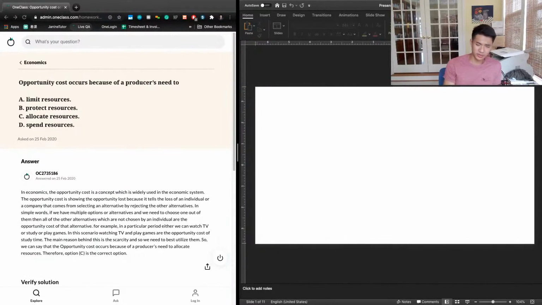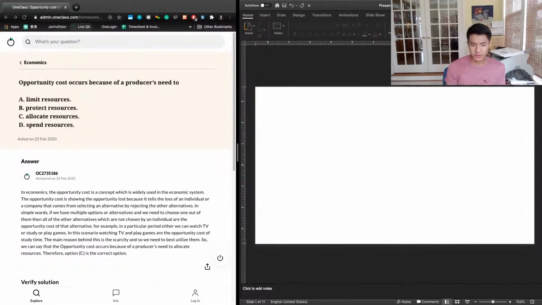We can take a look at the previous tutor's answer. The previous tutor said that in economics, the opportunity cost is a concept which is widely used in the economic system. The opportunity cost is showing the opportunity lost because it tells the loss of an individual or a company that comes from selecting an alternative by rejecting the other alternatives. In simple words, if we have multiple options or alternatives, and we need to choose one out of them all, the other alternatives, which are not chosen by an individual, are an opportunity cost of that alternative. That was a little bit confusing, but I think I get what they're saying.